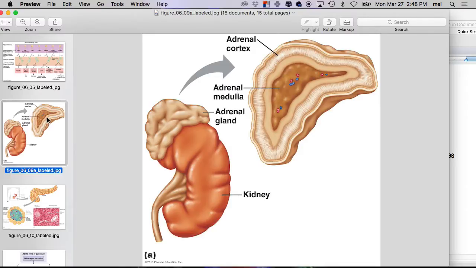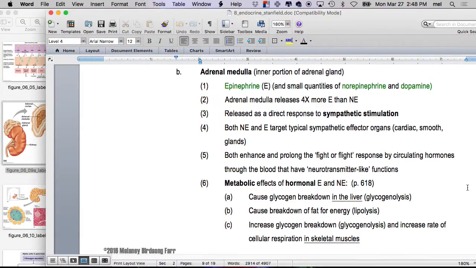Yeah? In addition, it's also going to support it because you are not going to be limited to those targets. So, first, epinephrine is the primary thing that's released from the adrenal medulla. A little bit of norepinephrine, a little bit of dopamine. Dopamine's primary function is to cause some vasoconstriction. It's not particularly important from here.